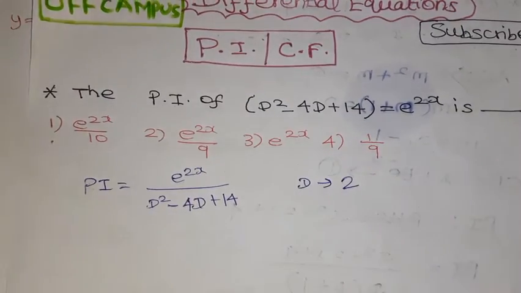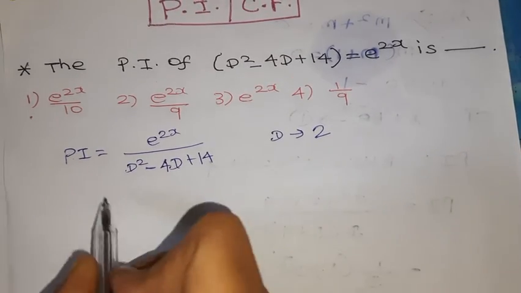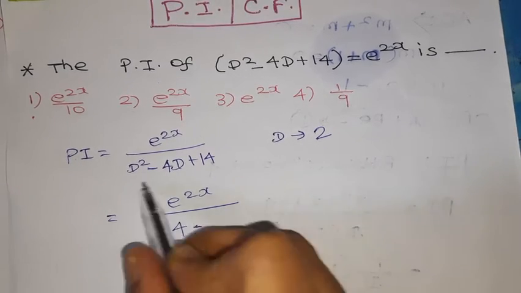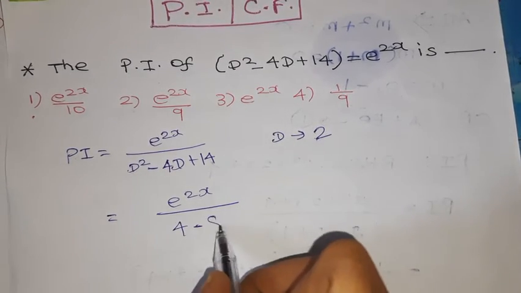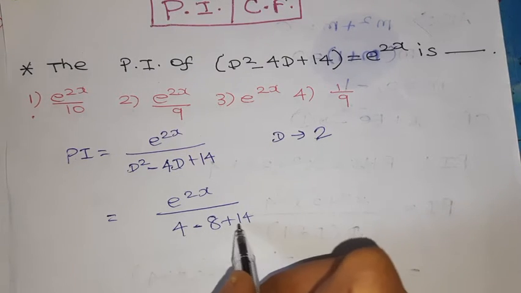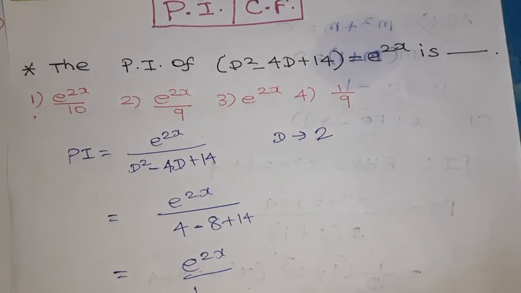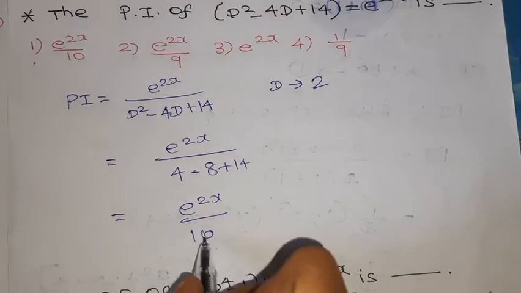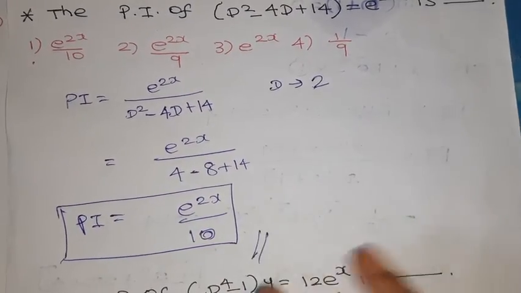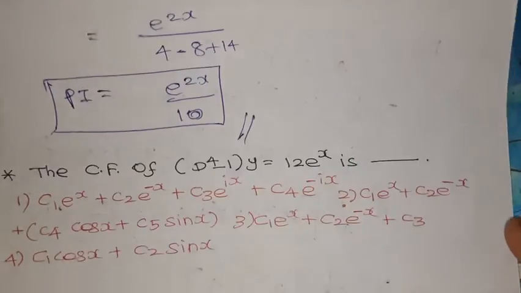Then just substitute: e power 2x divided by 2 squared, 4, minus 4 into 2, 8, plus 14. What will we get? 14 plus 4, 18, 18 minus 8, nothing but 10. e power 2x divided by 10. So, this is the particular integral for this problem. Okay, so option 1 is the right option for this problem. We'll move on to the next one.